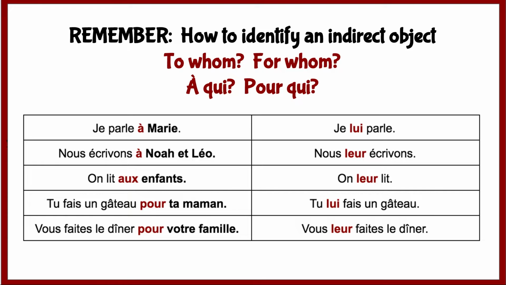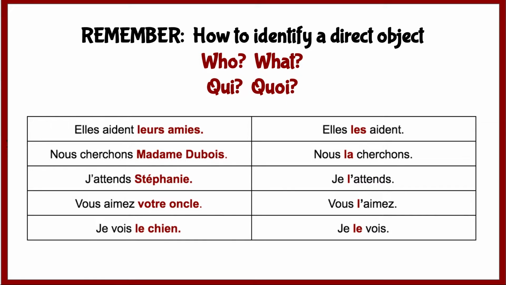Tu fais un gâteau pour ta maman. So you're making a cake for your mother. Tu lui fais un gâteau. Vous faites le dîner pour votre famille. You're making dinner for your family. So, vous leur faites le dîner. D'accord? Now, have a look at this.